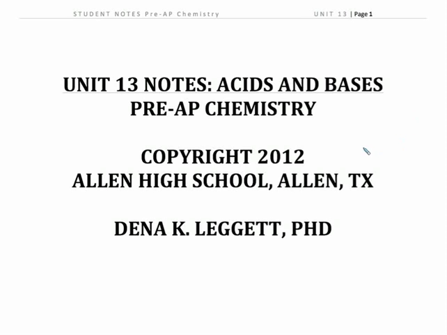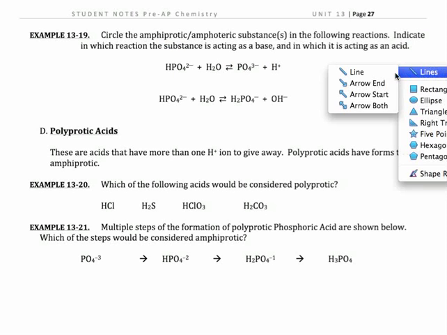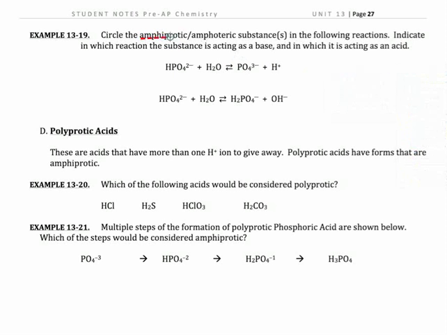And welcome to Allen High School's discussion of acids and bases. We were in the midst of talking about properties of acids and bases and some of the terminology involved. We had just talked about amphiprotic or amphoteric substances. Amphiprotic, amphoteric, depending on where you're reading, are substances that can act as an acid or a base depending on what the other substance is.